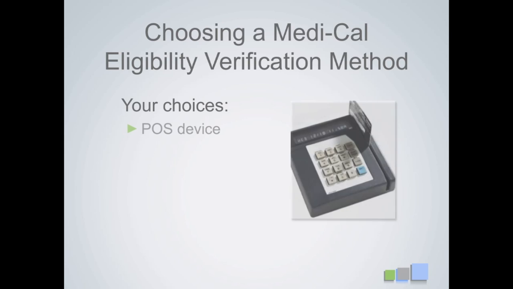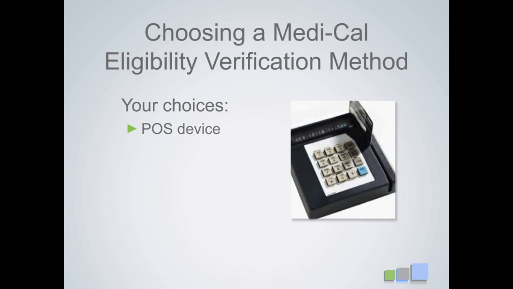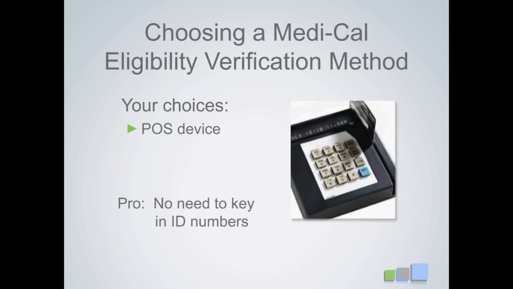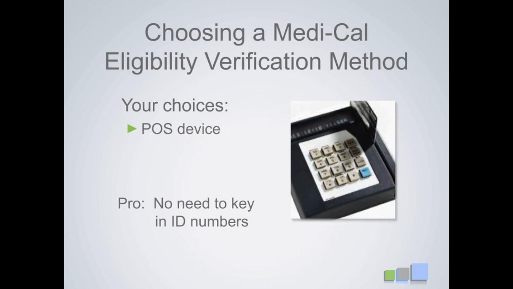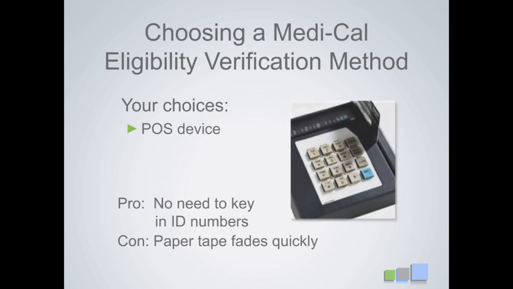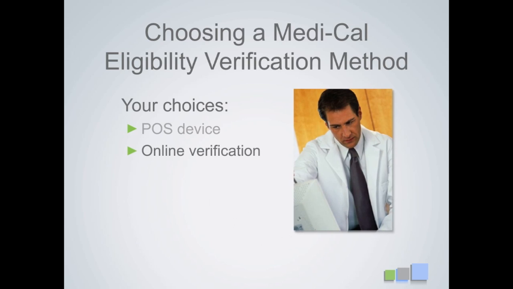The first method is called a POS. This method uses a card reader device that reads the Medi-Cal card automatically. Or you can manually enter the Medi-Cal eligibility information. The advantage here is that you can swipe the patient's Medi-Cal card without keying in any numbers. And if your internet happens to be down, you can still use the POS. A disadvantage is that the paper tape used in POS devices tends to fade quickly and can become unreadable over time.